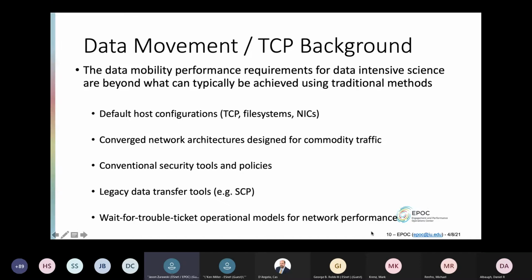Legacy data transfer tools like SCP and rsync and some of those things, they work, but they're not going to scale. And scalability is a big thing as we start to talk about some of the big scientific needs. So we need to upgrade our expectation with tools. And then lastly, we can't wait for the trouble tickets to come in. We need to have constant and ongoing monitoring so that we understand what's going on with the local, the metro, and the wide area networking.